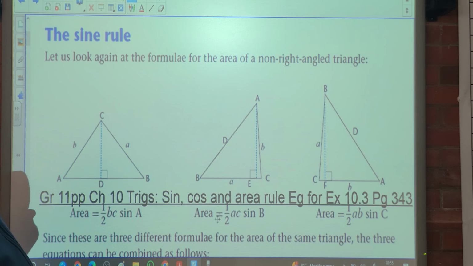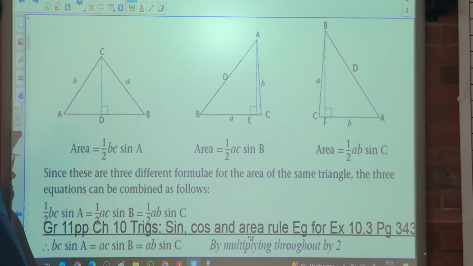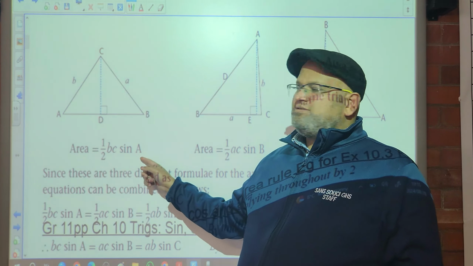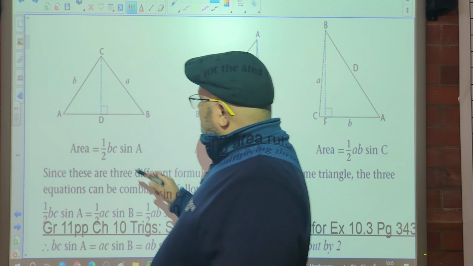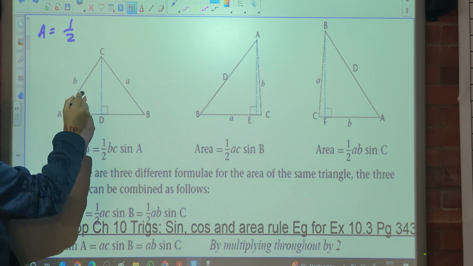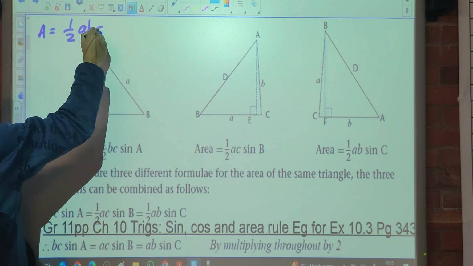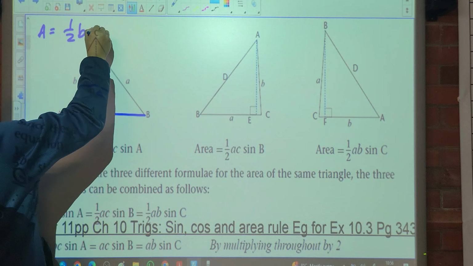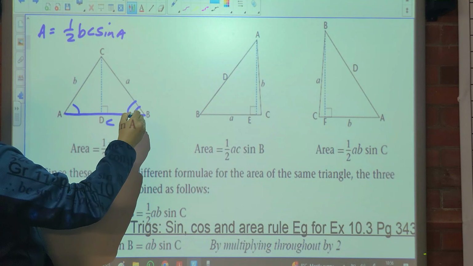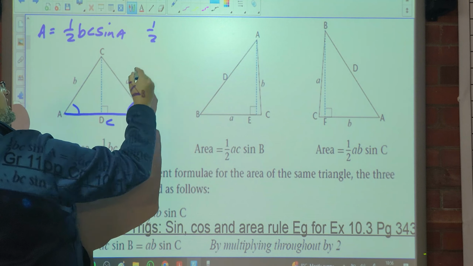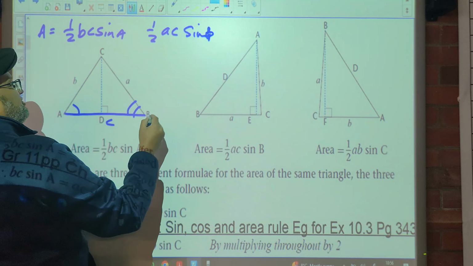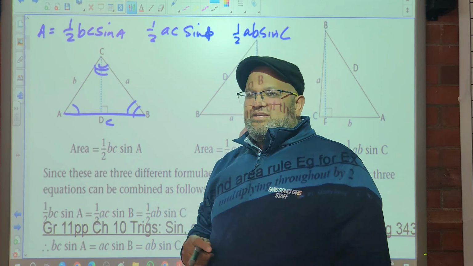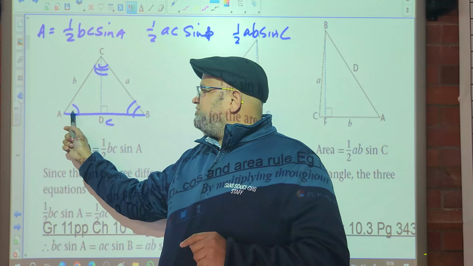Let us look again at the formula for the area of a non-right angle triangle. So we just came out of this exercise, okay? Where we know that the area of a triangle, if you are given angle A, is going to be half BC sine A. If we're looking at the same triangle, okay? Sorry, this is going to be C, no? So it's going to be half BC sine A. Not so? If we knew this angle, it would have been half AC sine B. But if we had this angle here, it would have been half AB sine C.